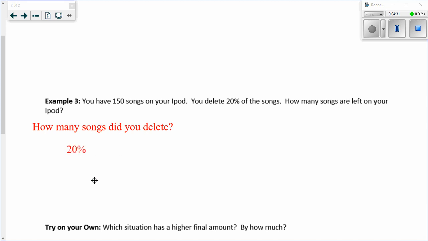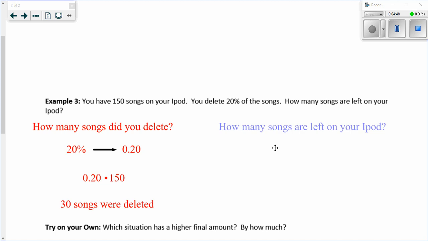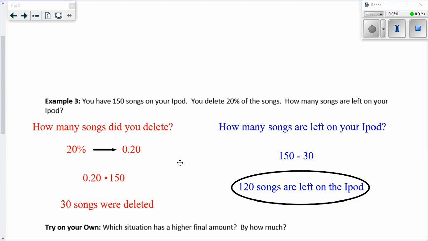So we're going to change the 20% into a decimal, and then take that decimal and multiply it by the original amount, the 150. So 0.2 times 150 comes out to be 30, so 30 songs were deleted. Now that we know that, we can figure out how many songs are left on our iPod. We just take the original amount, the 150, and subtract the 30 songs. So that means there are 120 songs left on the iPod. And that's our answer.